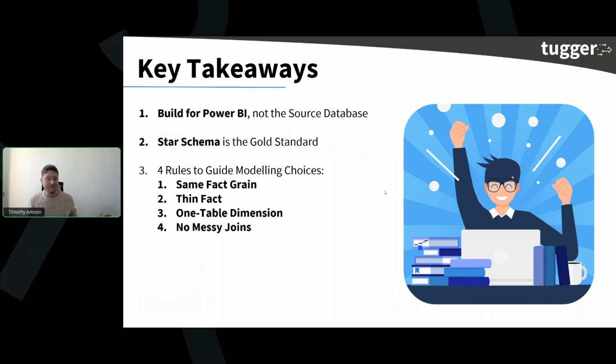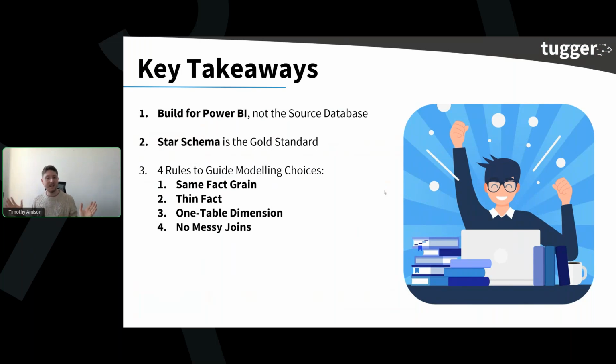But it goes for any kind of tool, if you're using Tableau or anything like that. We want to build it so it's best for analysis, which means star schema. Star schema is the gold standard. And what rules can we follow to help make modeling choices to build this star schema? Have the same fact grain. If they're on the same grain, put them together. If they're not, keep them separate.